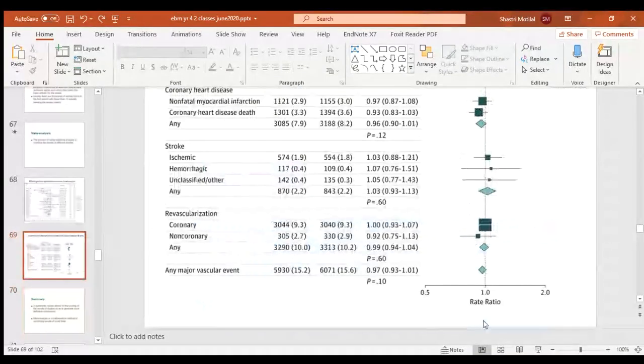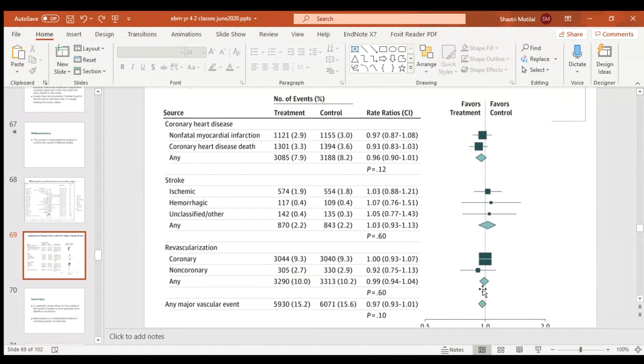What we see in here is this line of 1, which is a rate ratio. This is the relative risk. A relative risk of 1 means there is no difference between the groups. And if the confidence interval includes a value of 1, we could say there is no difference between the groups. So if we look at coronary heart disease, the diamond shows the overall effect. The diamond includes the value 1, from 0.9 to 1.01. So it means omega-3, 6, and 9 doesn't help people with coronary heart disease.